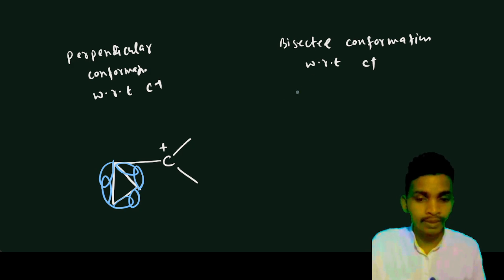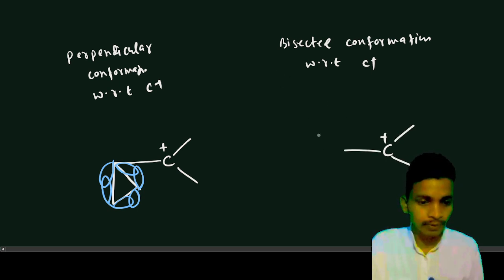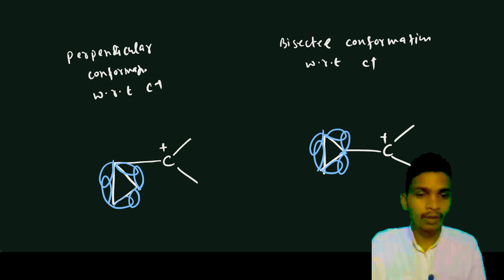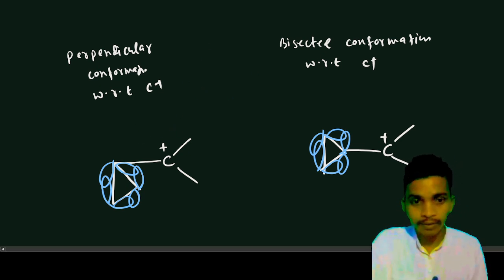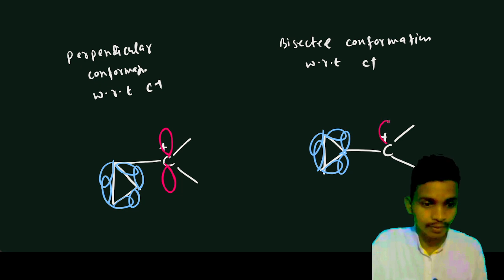For the bisected conformation, here is the carbocation like this, and here we have the cyclopropyl ring like this. Okay, here also in the bent orbitals, overlapping is there. So I have discussed in the previous class that a carbocation has a vacant free orbital.